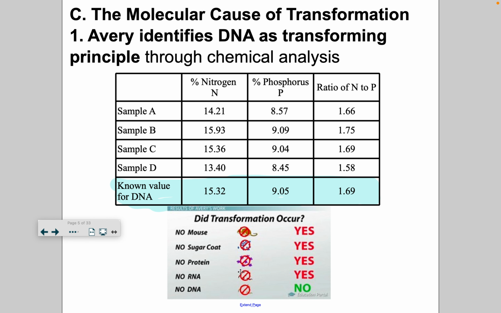And so when he added enzymes or some type of chemical that destroyed RNA, did transformation still occur? Yes. So he said, all right, what if I added some enzymes that broke down DNA? Did transformation still occur? No. So he's like, okay, so it's got to be DNA.